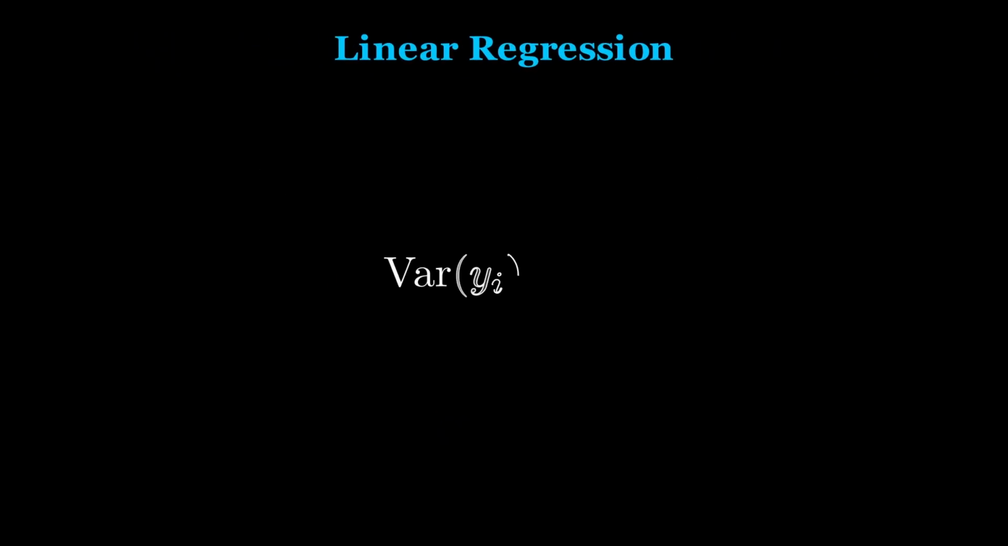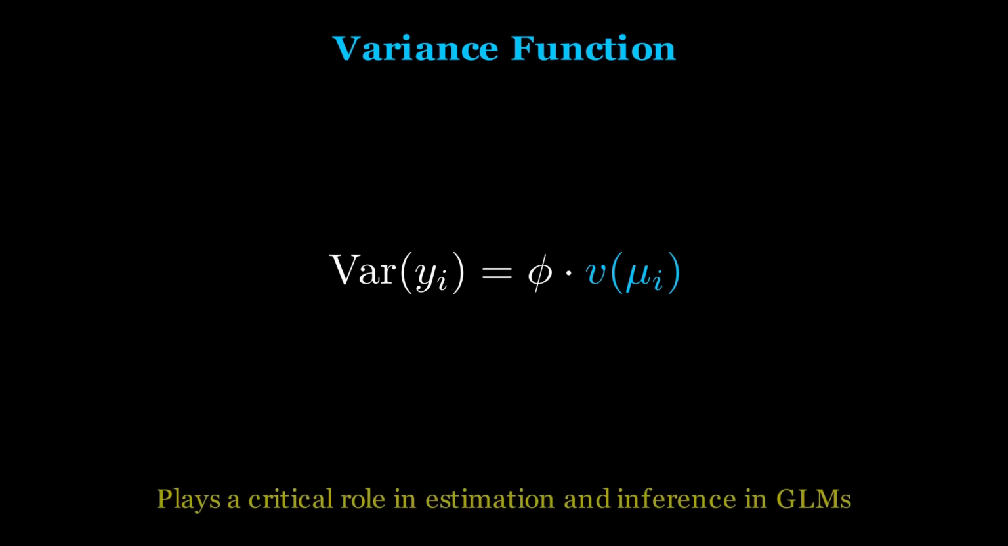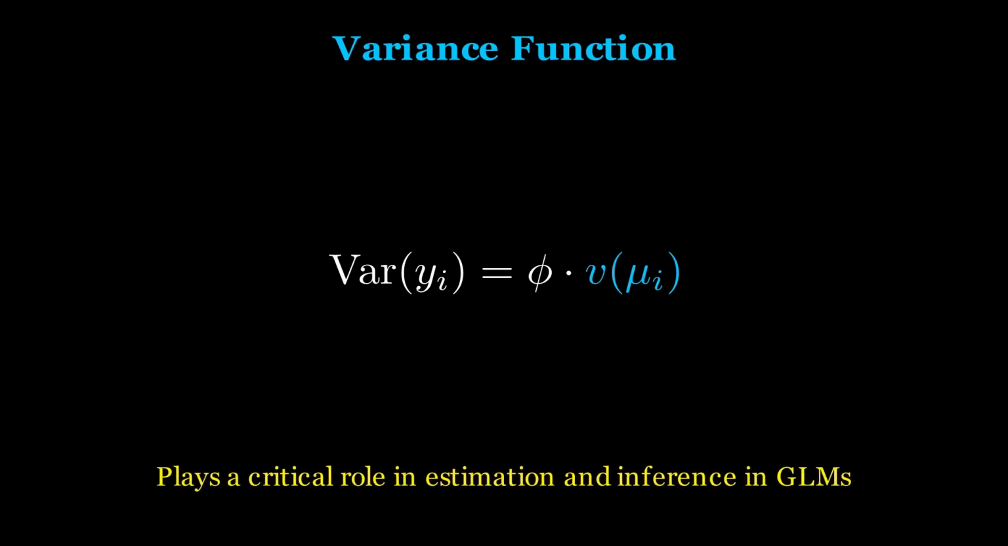A quick note about the variance. Recall that in linear regression, the variance of the response variable is constant for all observations. This means the spread of the data remains the same, regardless of the magnitude of the prediction. This assumption is necessary to estimate the minimum variance unbiased estimator when running least squares regression. For GLMs, we relax the constant variance assumption. In these models, the variance can change as a function of the mean. This changing variance plays a critical role in estimation and inference in GLMs.